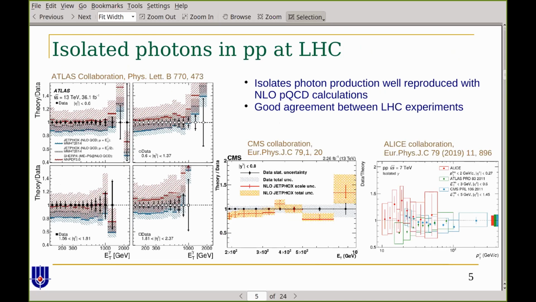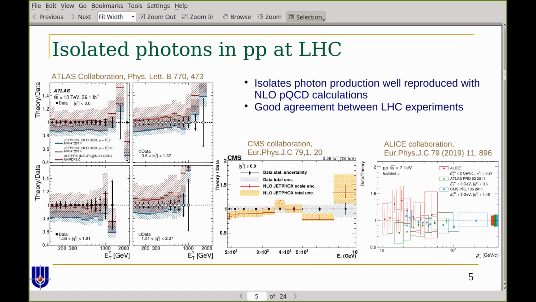Okay, when LHC started, we could test direct photon, in this case isolated photon, production at high energies. This is a summary of results of three LHC experiments. And you see that the agreement between the measured isolated photon yield and QCD predictions is pretty good in all three experiments, and in a very large PT range from 10 GeV to a few TeV.